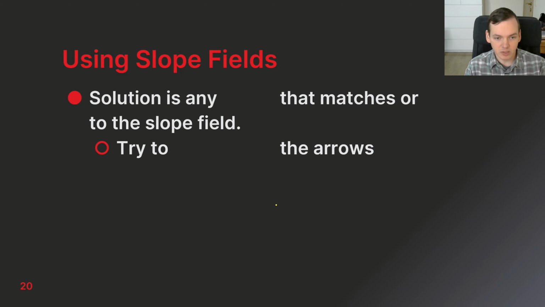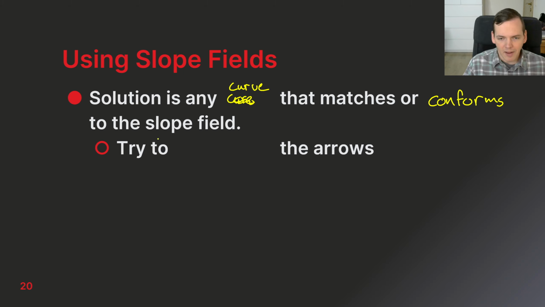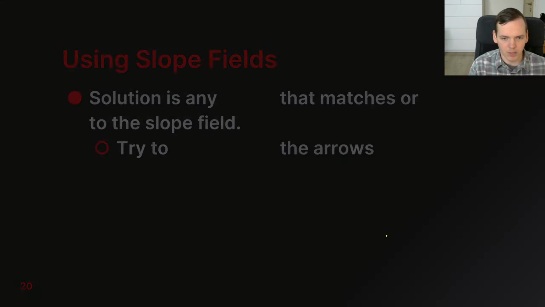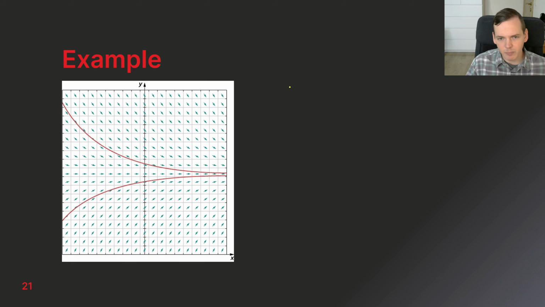How do we use the slope fields? Well, on a slope field, the solution, or a solution, is any curve that matches or conforms, we would say, to that slope field. And the way you do this is you just basically try to follow the arrows. So you start at one point and you kind of draw a line and just have it curve along with the arrows. So here's an example of a slope field.